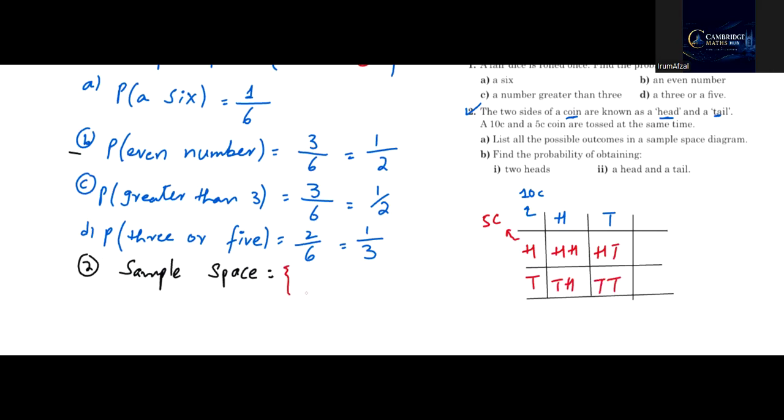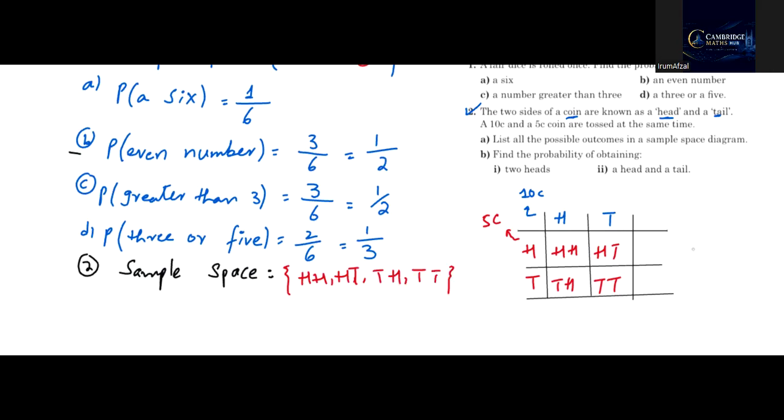You can write them down in the sample space. First we have head, head. Then we have head, tail. Then we have tail, head. Then we have tail, tail. 4 possible outcomes. So this was basically the box diagram.